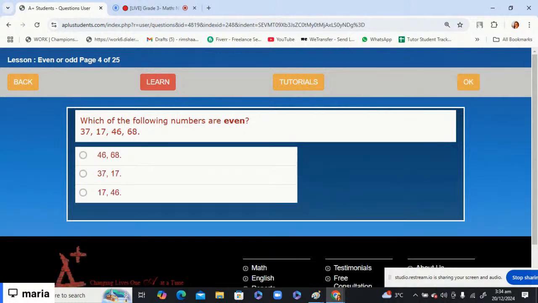Which of the following numbers are even? Now check it out. The even numbers are there: 37, 17, 46, and 68. Look at the 37. 7 is involved. This is odd. 17. Again 7 is involved. It is odd. Now 46. 6 is involved. It means that 6 is even, so this whole number is even. 68. 8 is involved. It means that this is also even. So 46 and 68.